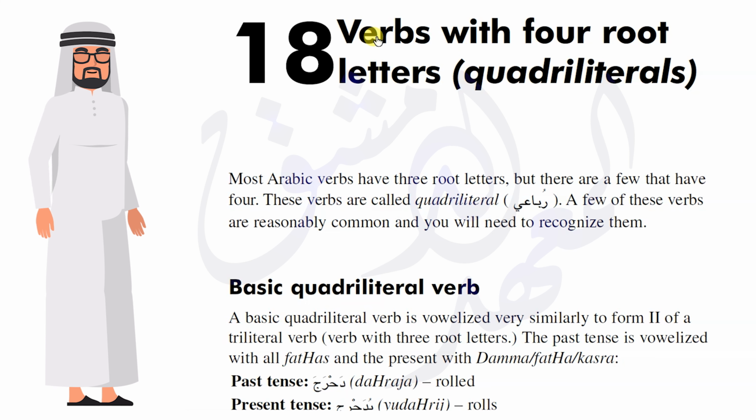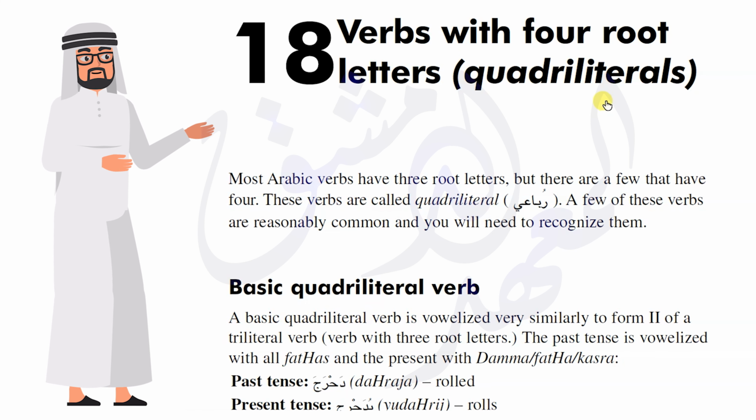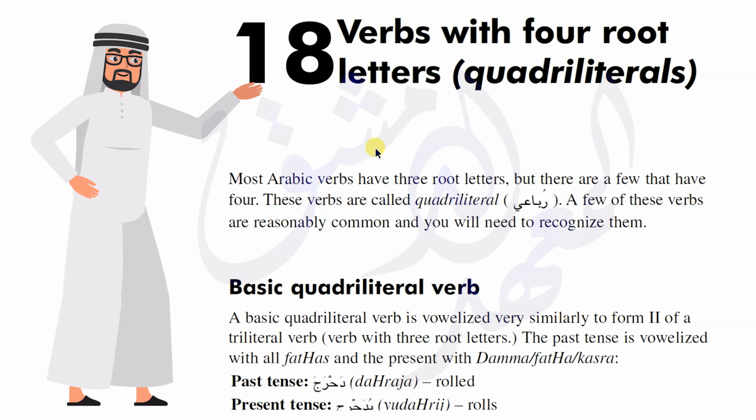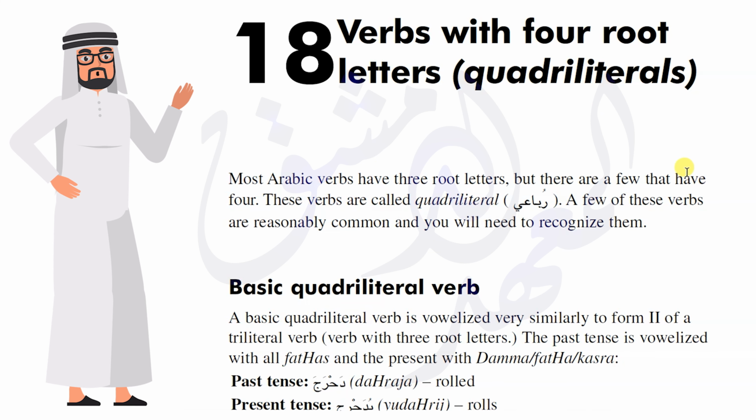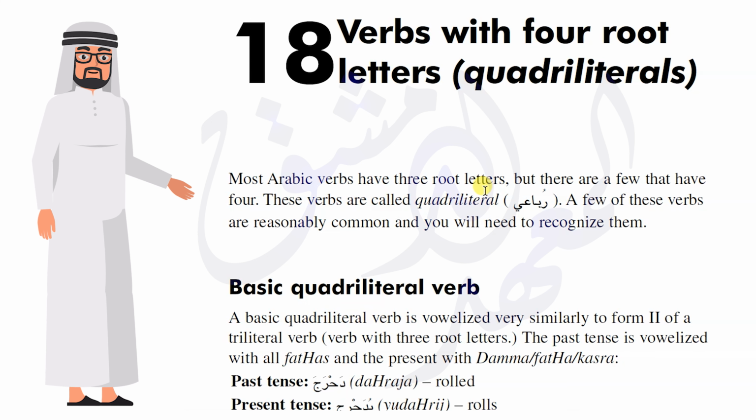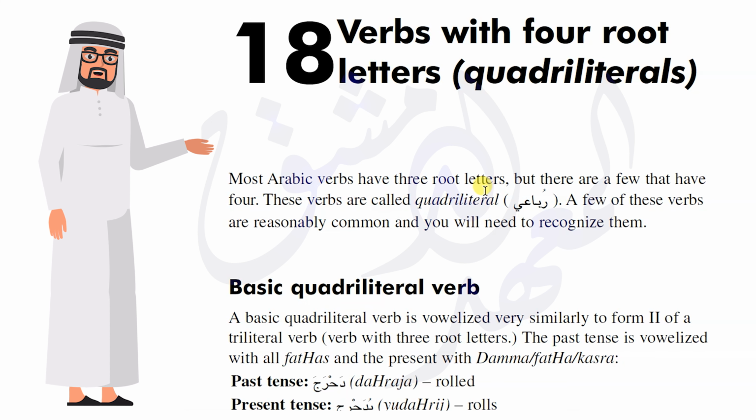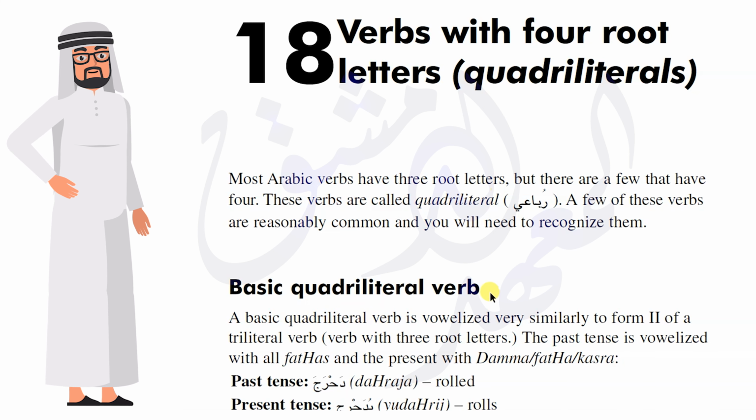So the verbs with four root letters, quadrilaterals. Now we'll be working on them. Most verbs have three root letters. Few of them have four, and they are called quadrilateral or rubai. A few of these verbs are reasonably common. You need to recognize them.